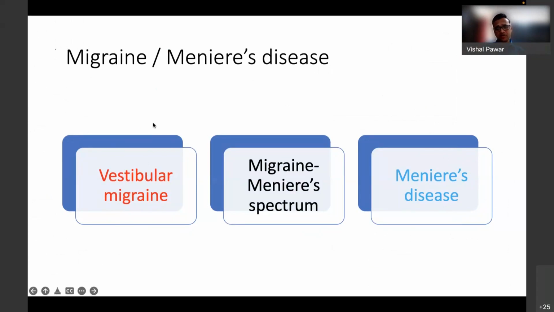But by and large, vestibular migraine is 20 times more common as compared to Meniere's disease. So before going for any surgical or invasive procedure, it's very important to look at the history of the patient and rule in vestibular migraine before considering surgery or invasive treatment for Meniere's disease.